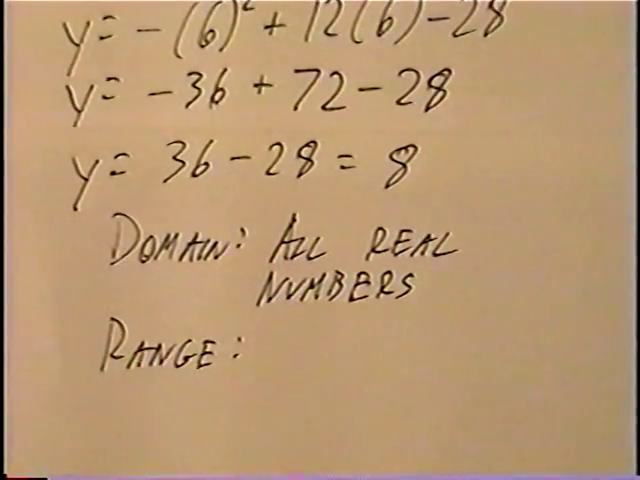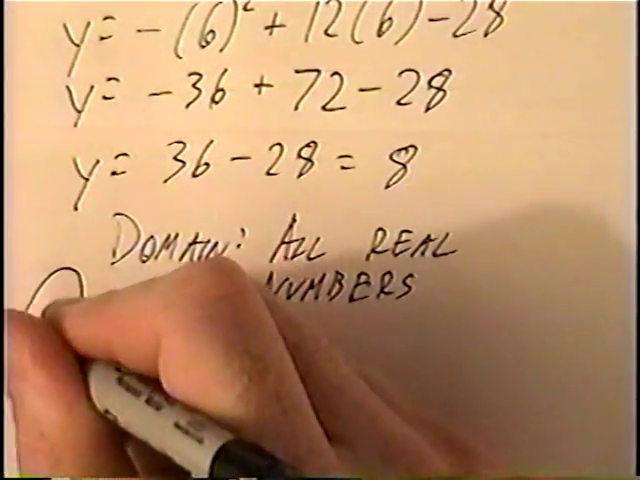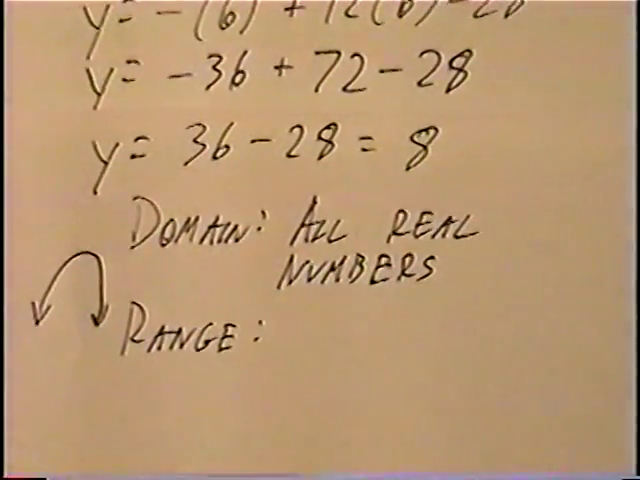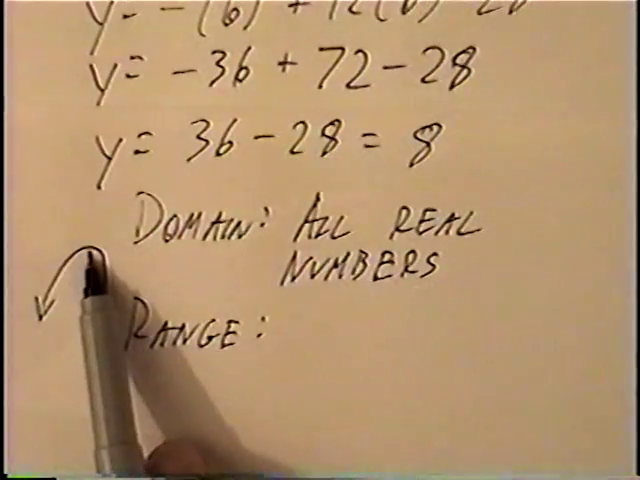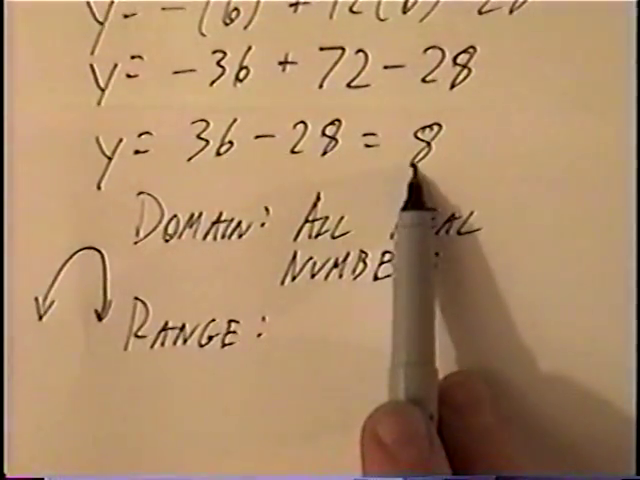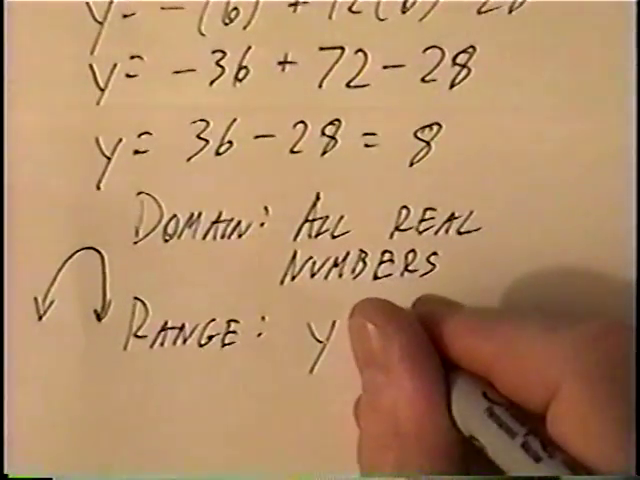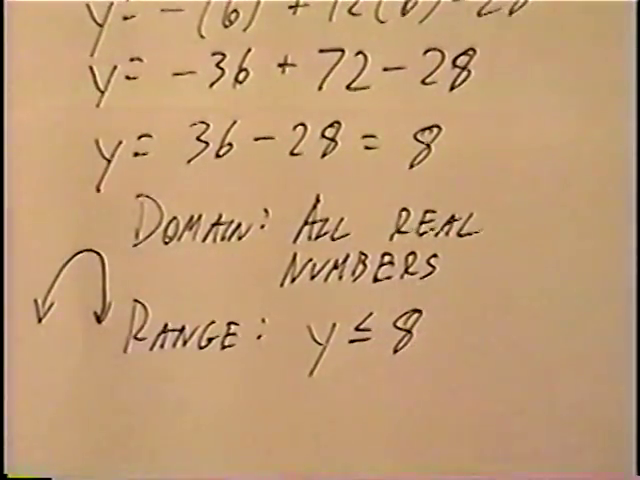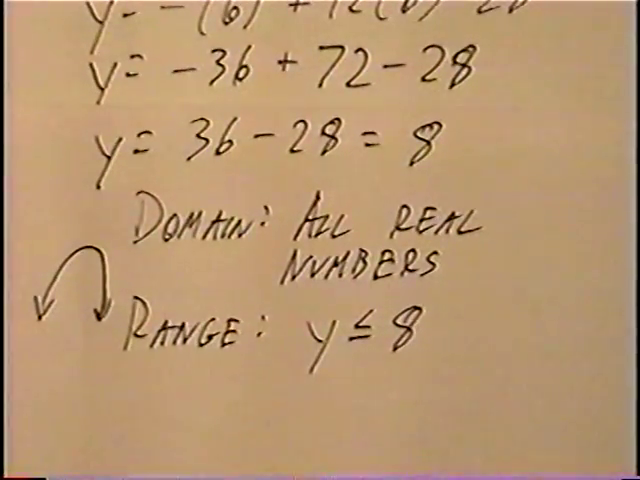Looking back at the original question, we had negative x squared, which means the parabola will open upside down. If it opens upside down, we'll have a maximum value, highest point on the curve, which means the 8 is a maximum value, which means all the other values have to be less than or equal to 8. So the domain would be all real numbers, and the range would be y is less than or equal to 8.